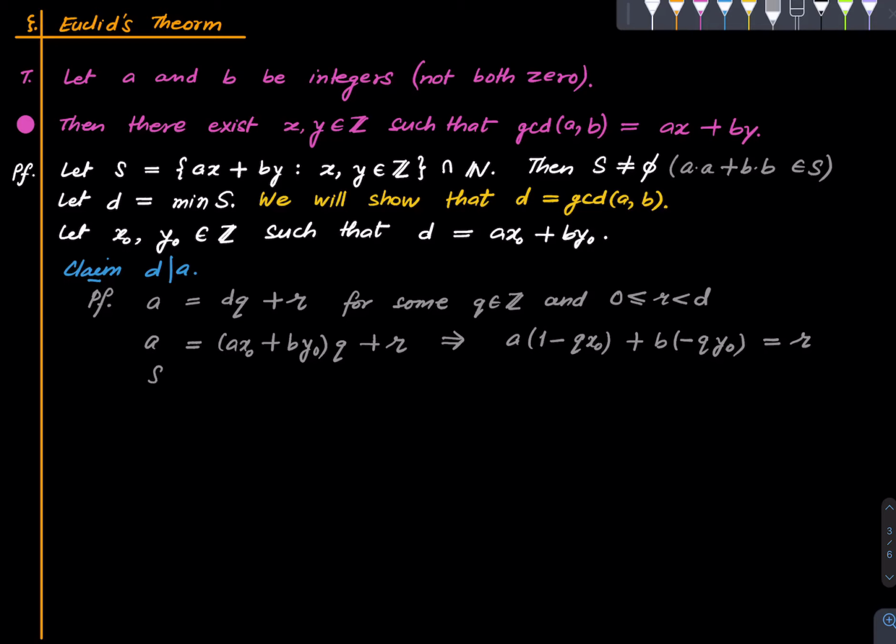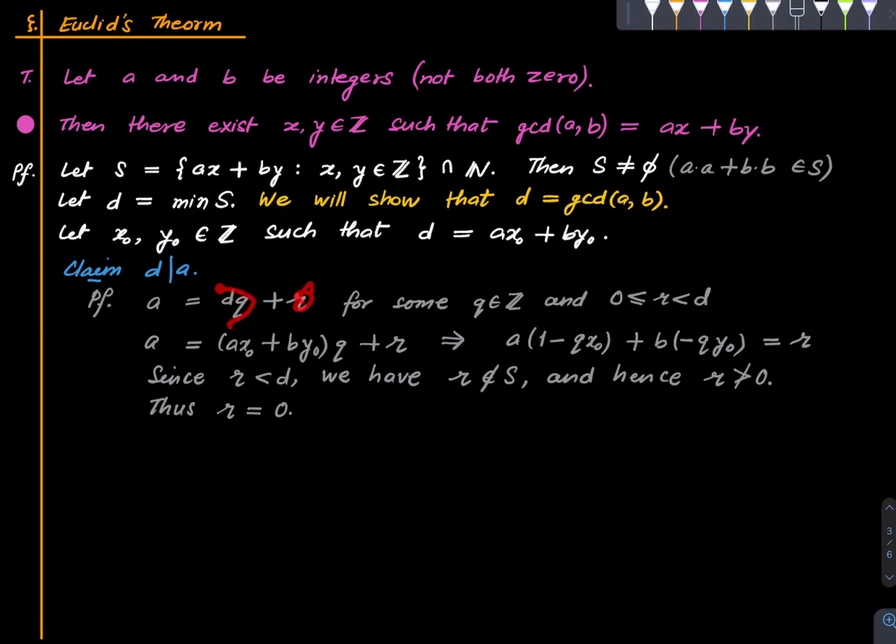So since r is smaller than d, r does not belong to S, and hence r is not positive, because if r were positive, it would become an element of S. It is already expressed as an integer linear combination of a and b, and if it were positive, then it would be in S. So the only possibility is that r is 0. And this proves the claim, because once r is 0, clearly a is a multiple of d. So d divides a, and similarly, by the exact same reasoning, one can show d divides b.